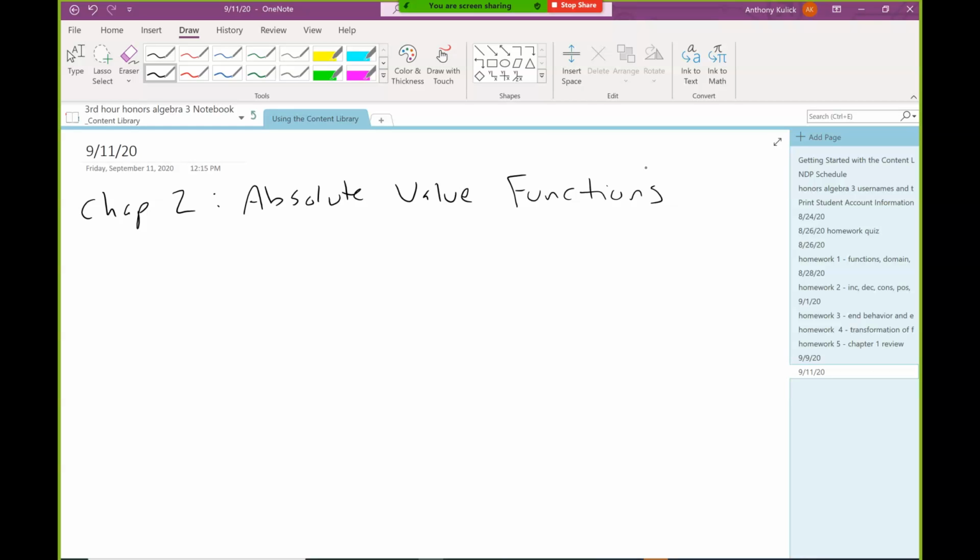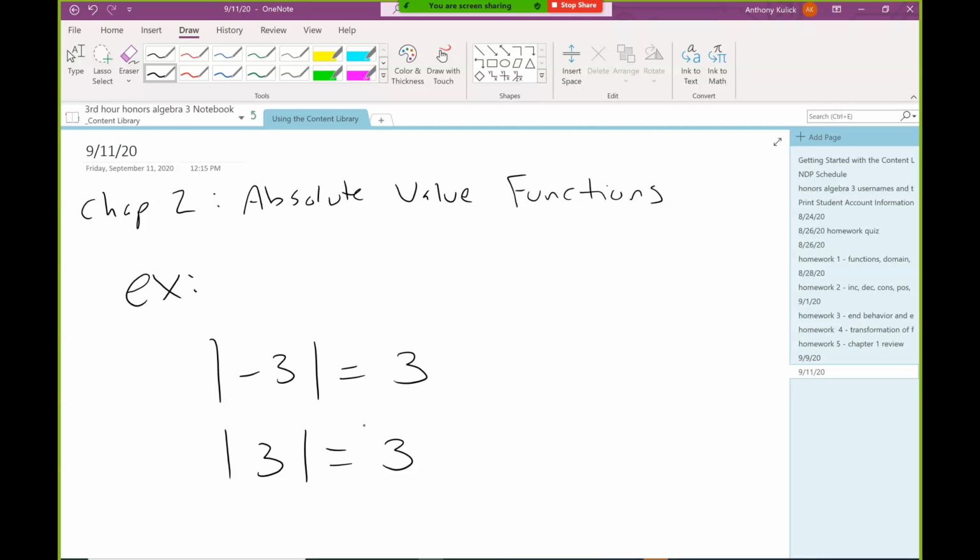Evan? Just makes a number positive, right? So for example, the absolute value of -3 is +3. Or the absolute value of +3 is also +3. Everybody okay with that idea?